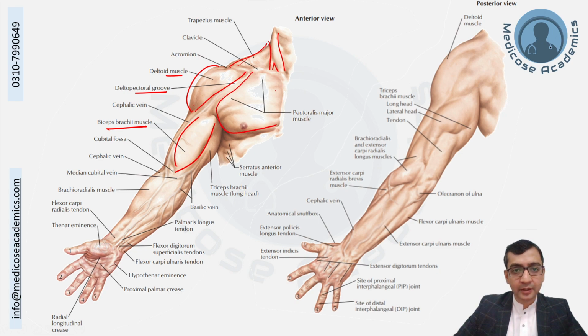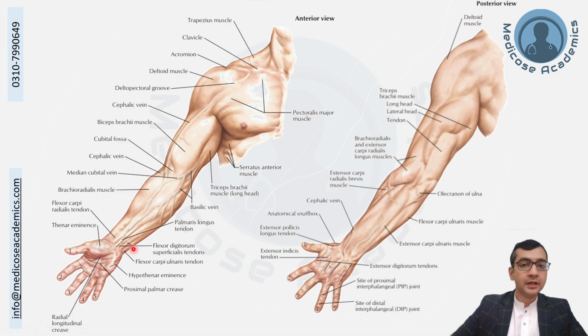This bulge in the chest region is being made by the pec major muscle, and between them there is the deltopectoral groove. And the list will go on as we move further. You will see all the other muscles that are present and the tendons that can be felt here.